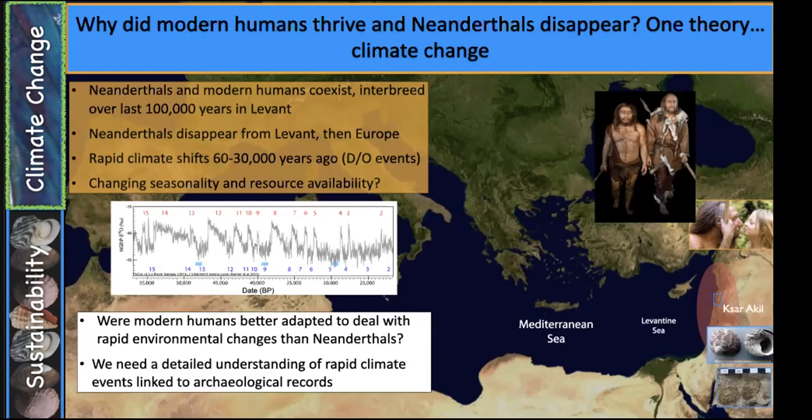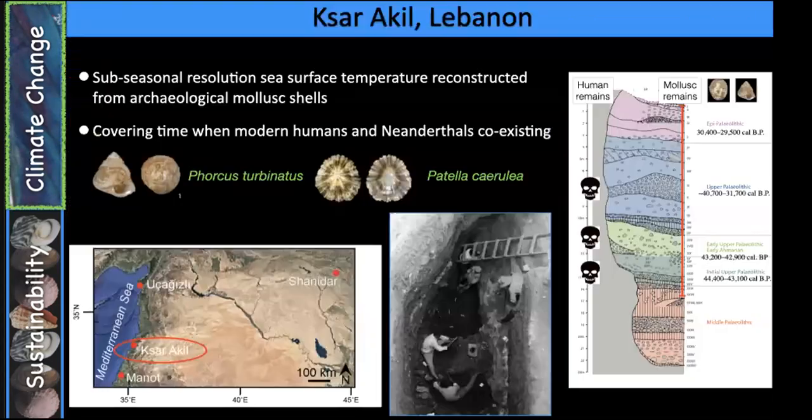So to test this, we need detailed understanding of these rapid climate events directly linked to archaeological records. So now I'll take you to one of the sites where I'm generating such records from mollusk shells, the site of Ksarakil in Lebanon. So at Ksarakil, I've reconstructed subseasonal sea surface temperature records from limpet and top shell mollusk shells from around about 45 to 30,000 years ago. So covering the time when modern humans and Neanderthals coexisted in the Levant and beyond.